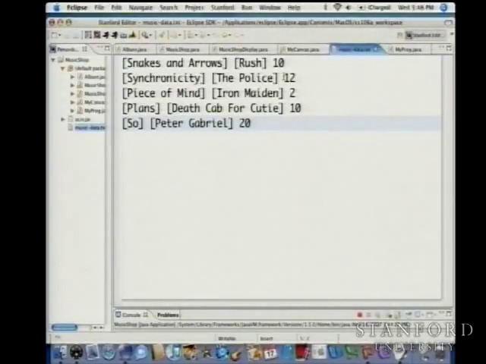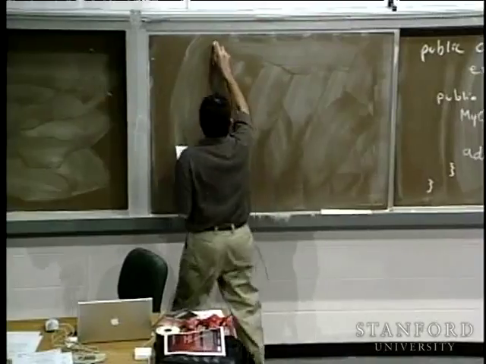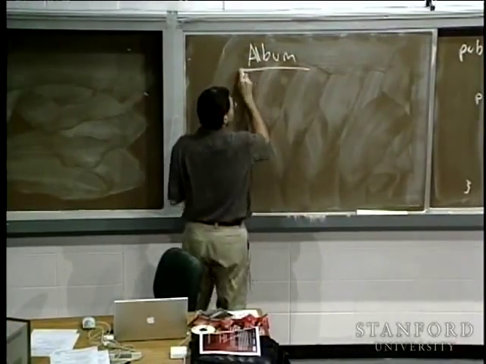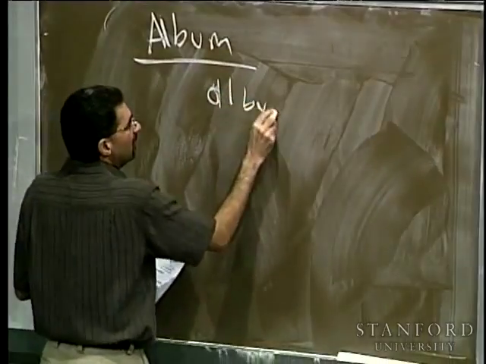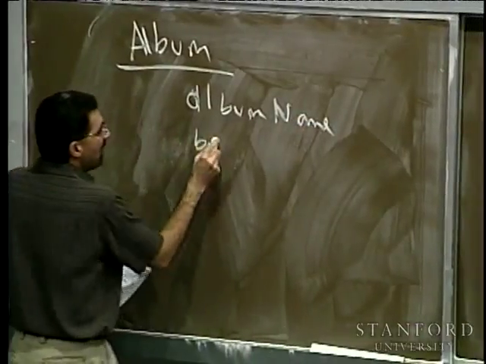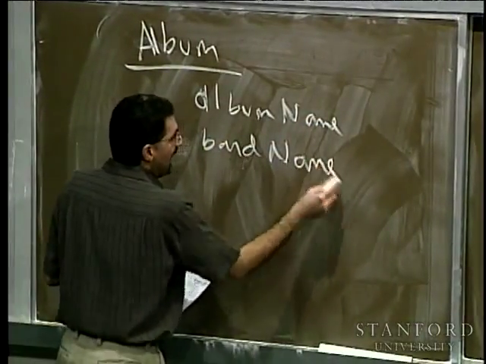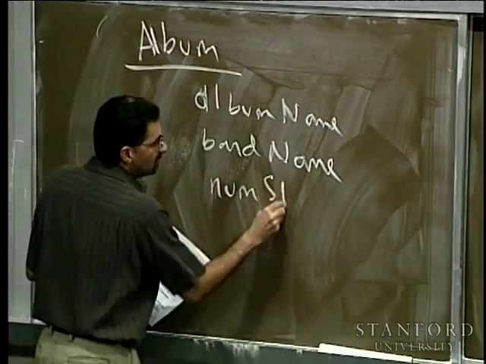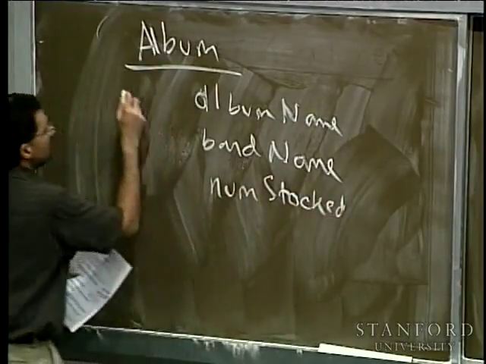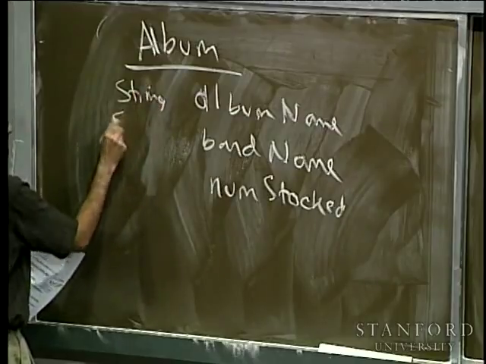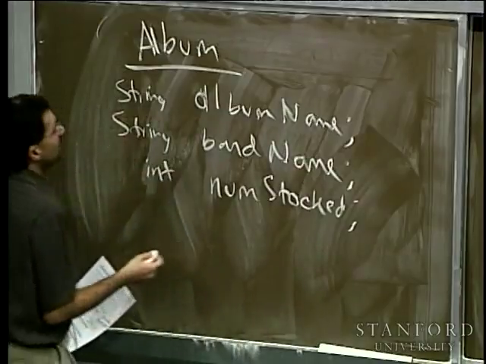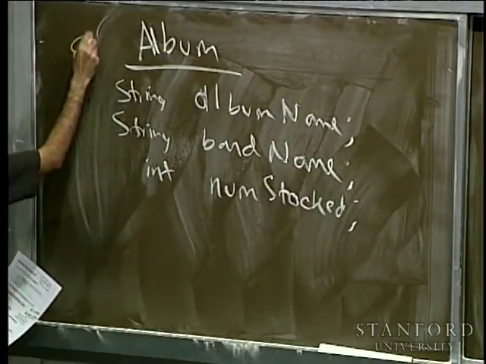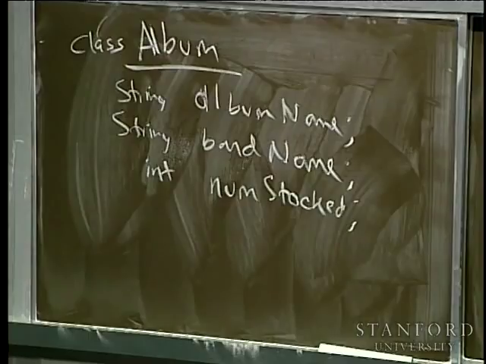So if I think about my data file and wanting to encapsulate all the information about one album, okay, I want to do something on a per album basis, because every album is going to have, for example, an album name. It's going to have some band name that produced that album, and some number that's in stock, like num stocked. Oh, and this is a string, and this is a string, and this is an int, and it's good to put semicolons at the end of them, and it's probably a real good idea to take this whole thing and turn it into a class that's going to encompass all this.